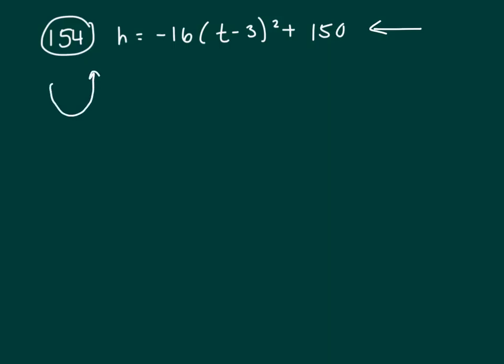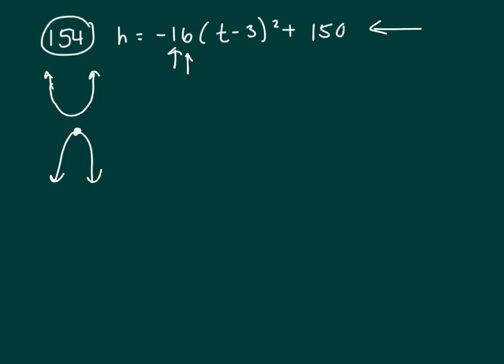It either opens up, if this is positive, or it opens down if this is negative. So in this case, it opens down. And this is the maximum. It's also called the vertex.